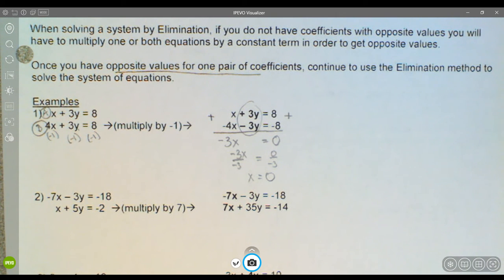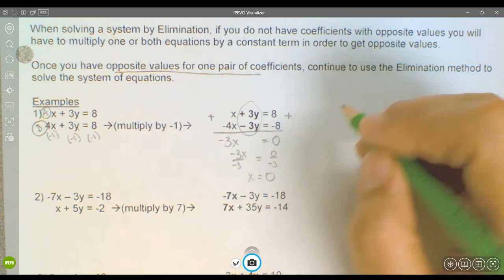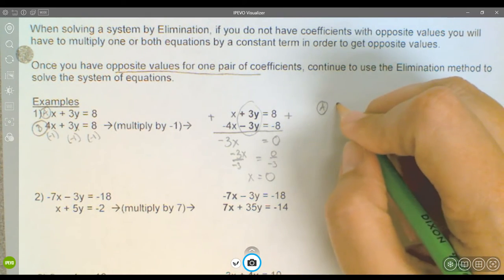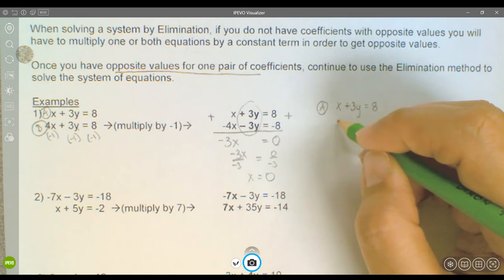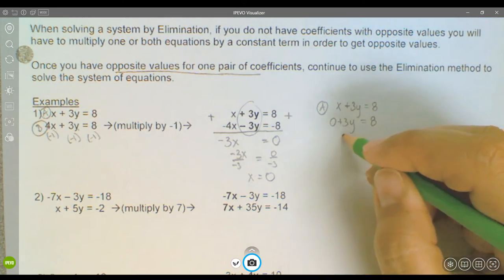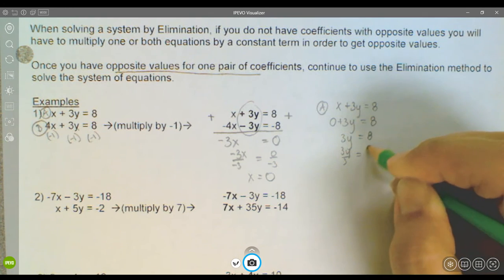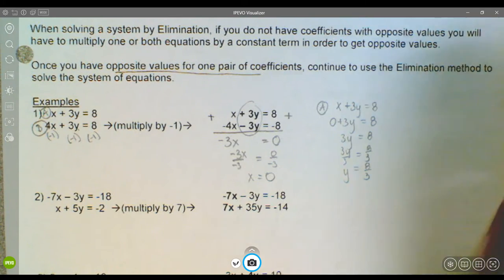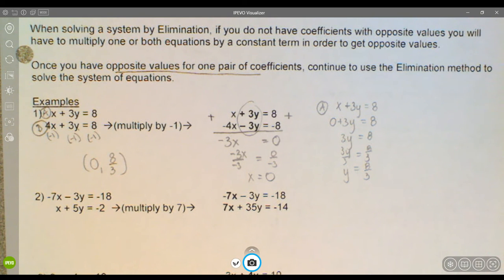And now I need to find the value of y. And out of these two equations, which one looks easier? Please remember I'm lazy, so I'm going to go into the simpler equation, and this one has fewer crazy coefficients. So if x plus 3y equals 8, I have 0 plus 3y equals 8. 0 plus 3y is just 3y. And then we're going to divide both sides by 3. And I find that y equals 8/3. So I think my solution is going to be (0, 8/3).